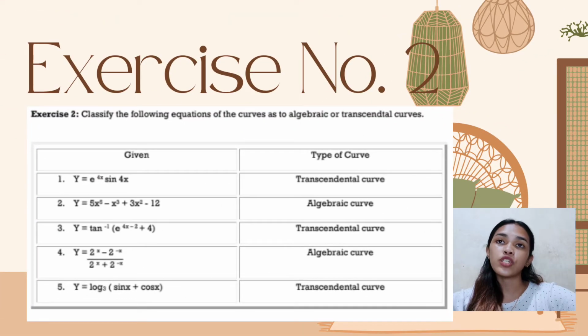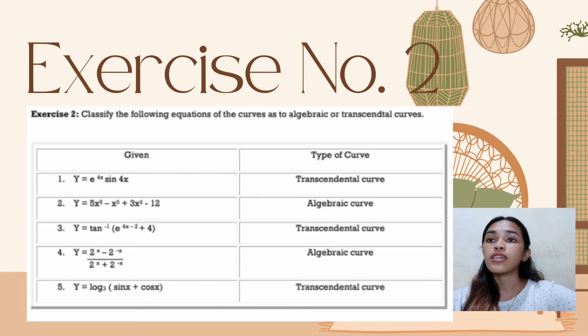Classify the following equation of a curve as algebraic or transcendental curves. The first one is y is equal to Euler to the power of 4x sine 4x is a transcendental curve. The second one is y is equals to 5x to the power of 5 minus 4 minus x cubed plus 3x squared minus 12 is a algebraic curve.